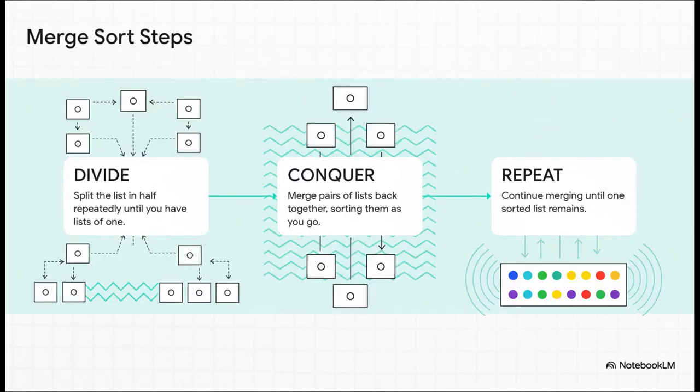So it works in two main stages. First, you divide. You just keep splitting the list in half and in half again and again until all you have are a bunch of tiny lists with only one item in each. And a list with one item is, by definition, already sorted, right? Then comes the conquer part. You start merging these little lists back together in pairs, putting them in the correct order as you go until you're left with one single perfectly sorted list.